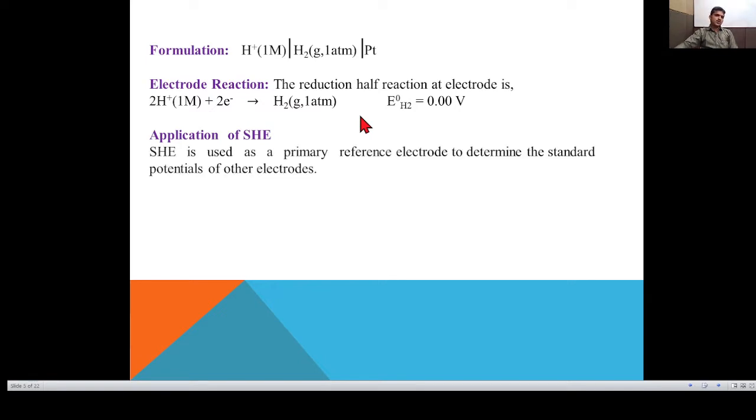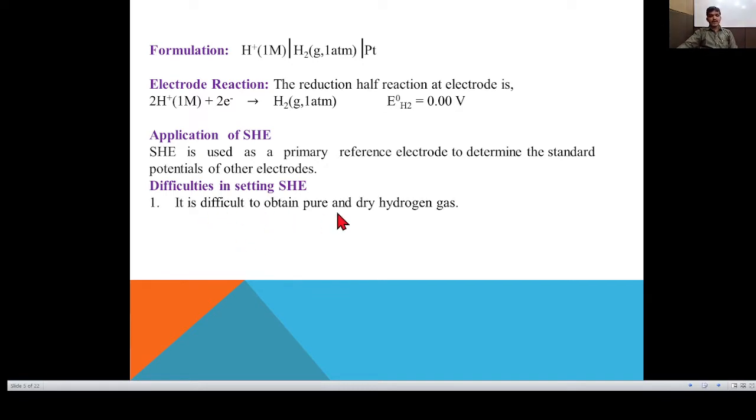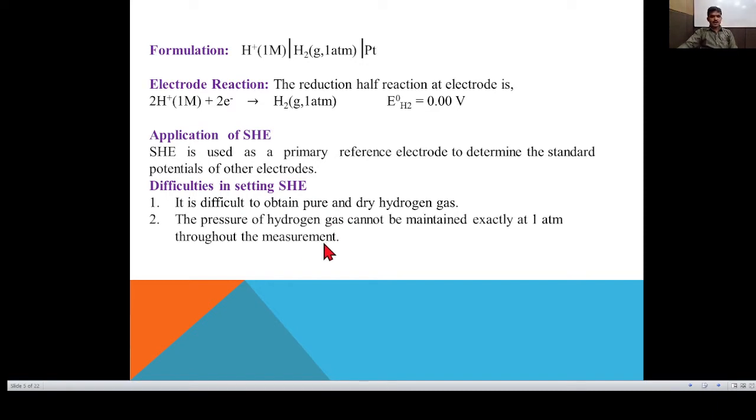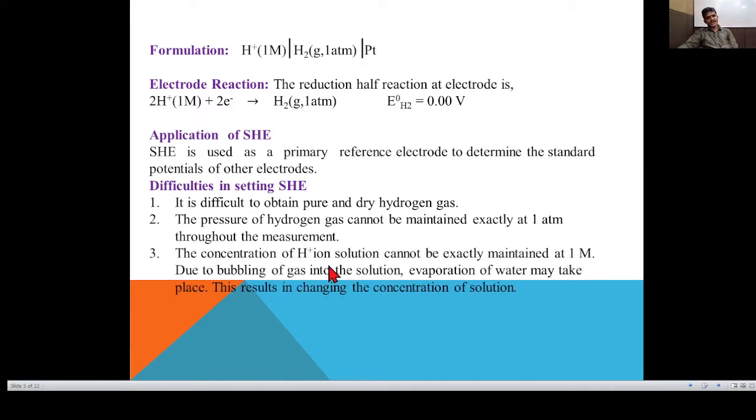What are the applications of SHE? SHE is used as a primary reference electrode to determine the standard potential of other electrodes. What are the difficulties in the setup? It is difficult to obtain pure and dry hydrogen gas. Second, the pressure of hydrogen gas cannot be maintained at exactly 1 atmosphere. Also, due to the bubbling of gas, it is difficult to maintain the 1 molar concentration.